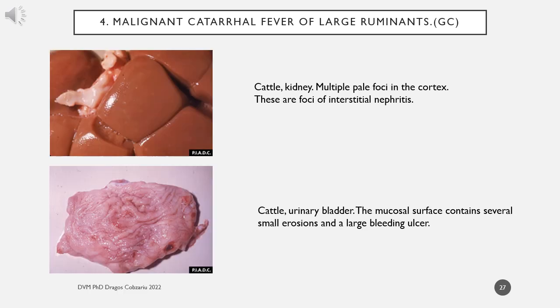Cattle, kidney. Multiple pale foci in the cortex. These are foci of interstitial nephritis. Cattle, urinary bladder. The mucosal surface contains several small erosions and a large bleeding ulcer.